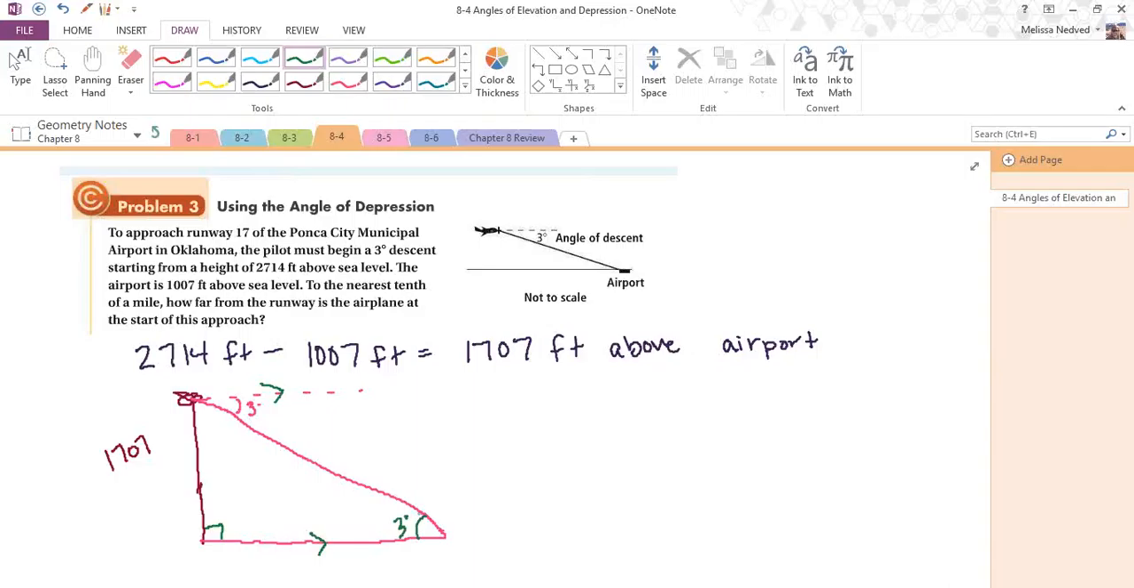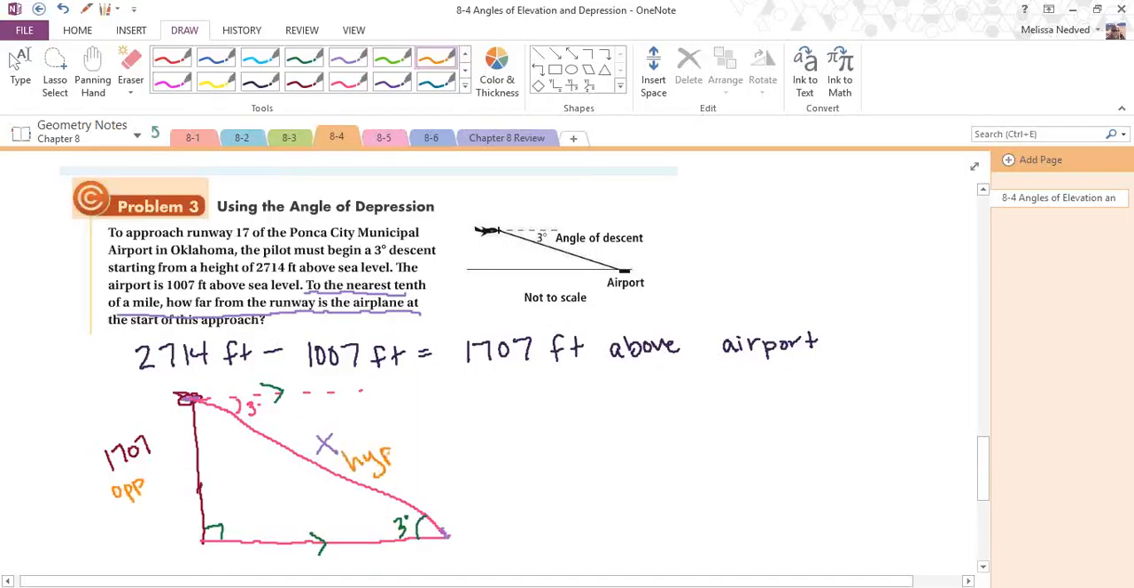So now the final thing I have to do is figure out what I'm asked to find so that I can use SOHCAHTOA to do it. If you read here, we're asked, to the nearest tenth of a mile, how far from the runway is the airplane at the start of the approach? So how far is this airplane from the runway, which is this horizontal down here? So I'm actually looking for the hypotenuse in this case. This is the first time we've seen that in this lesson. So the angle I know is here, this 3 degrees. The 1707 is my opposite side, and x is my hypotenuse.